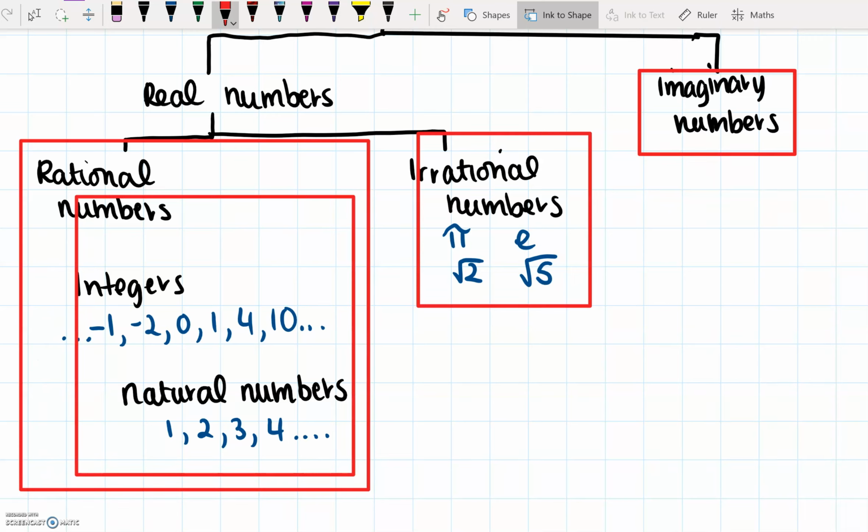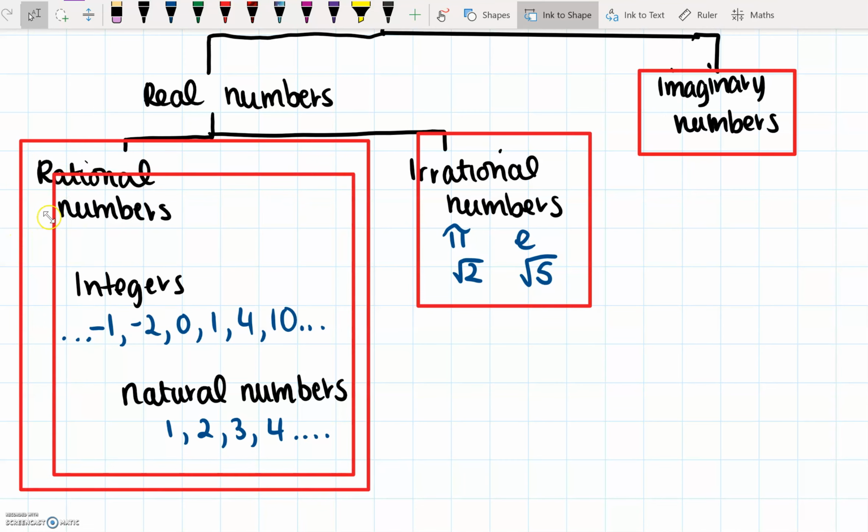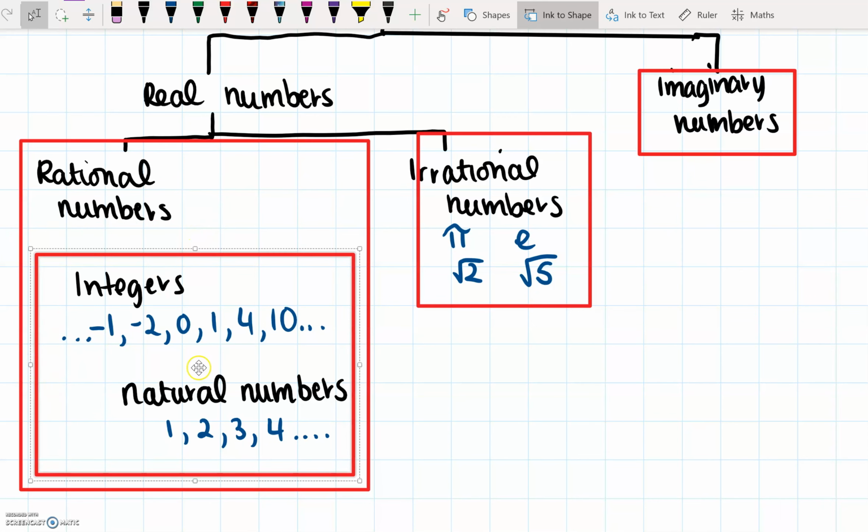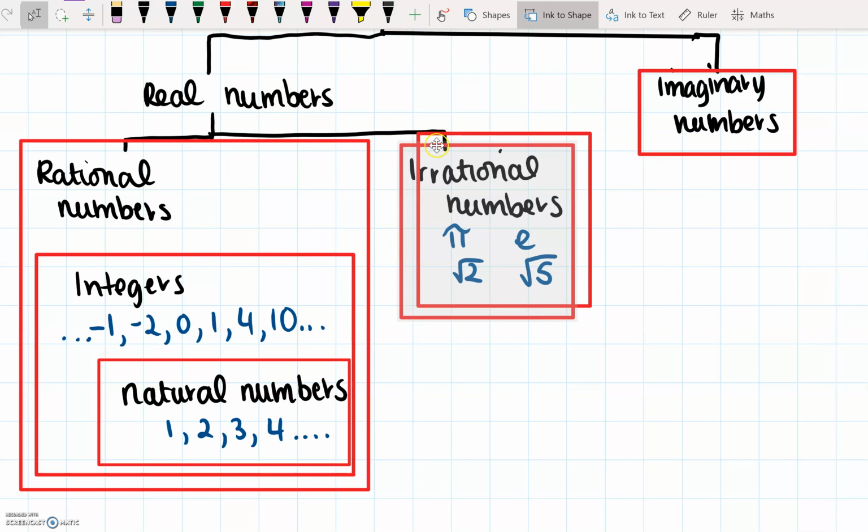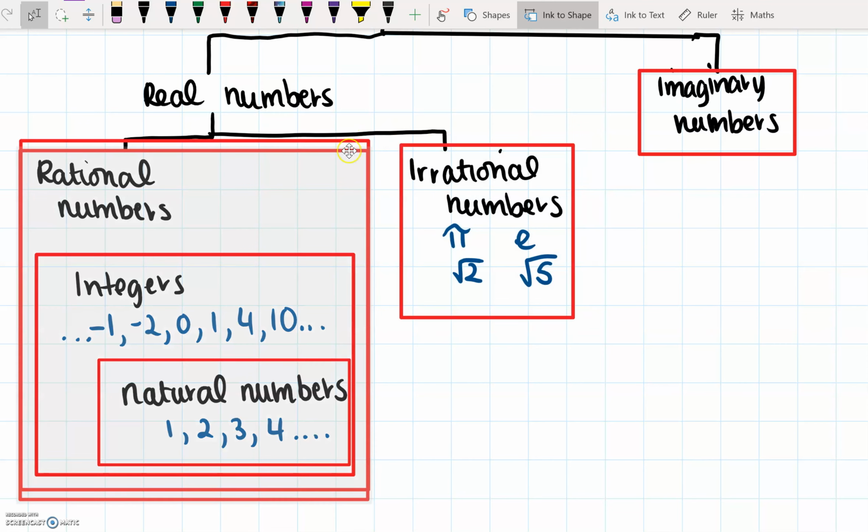Let me just try and fix these boxes. Our natural numbers, let's go this way. So our integers are a type of rational number. Our natural numbers are a type of integer. And this gives us our different number types. There are a few more. When we get into the imaginary side, we also have complex numbers and a few other things.